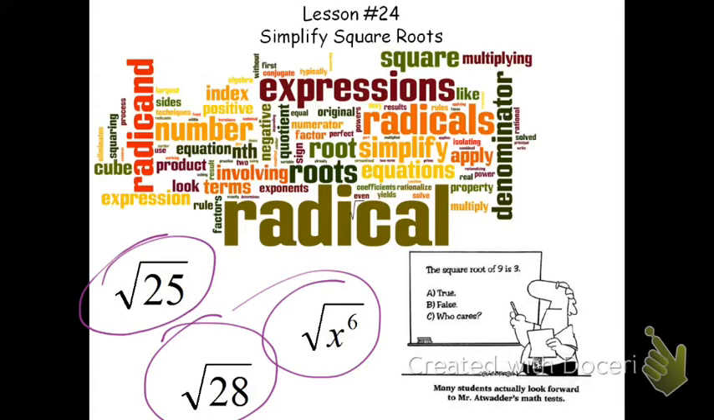Let's look over here at Mr. Atwater's math test. The square root of 9 is 3, and that's a true statement, false, or who cares? It's true.